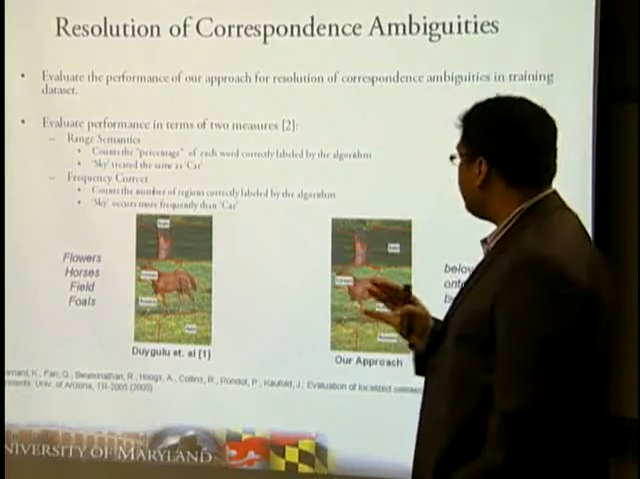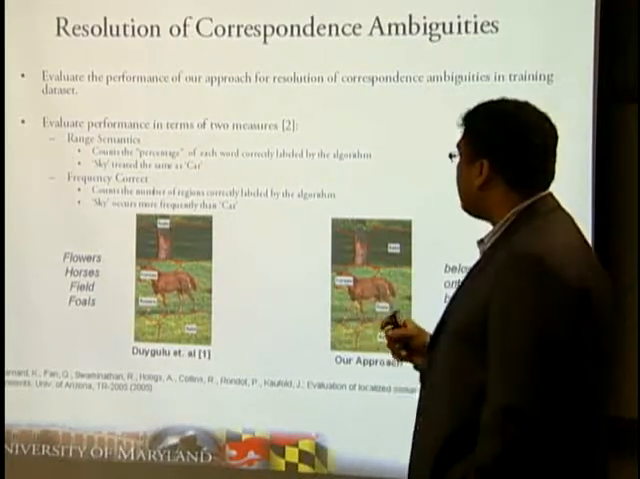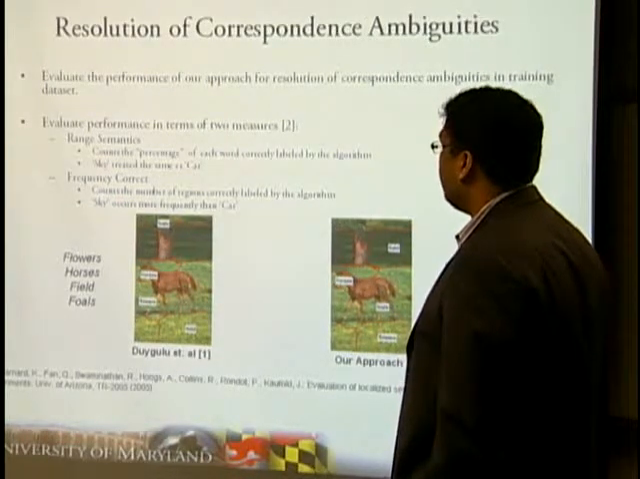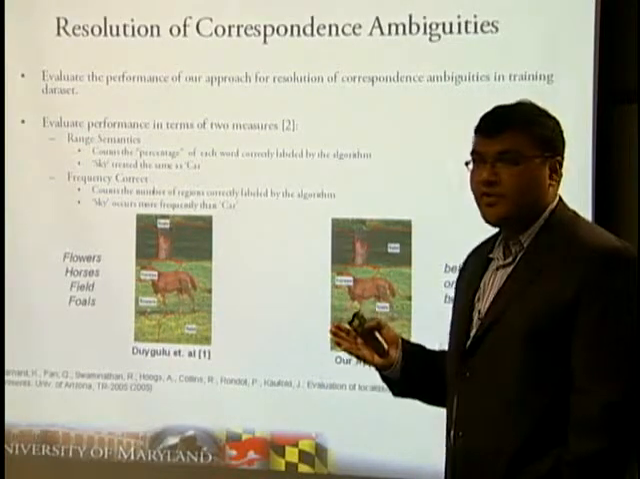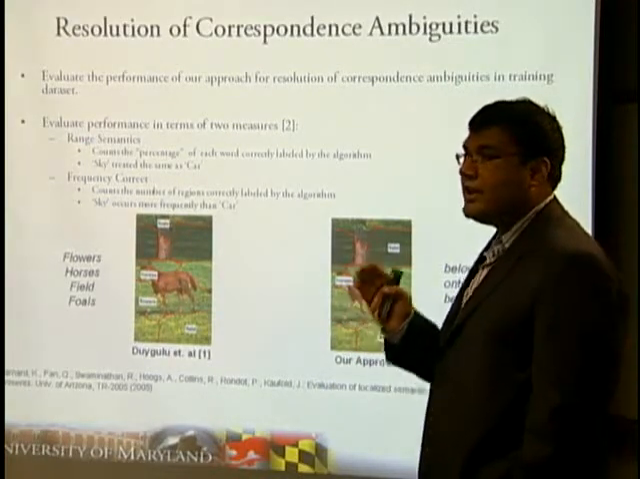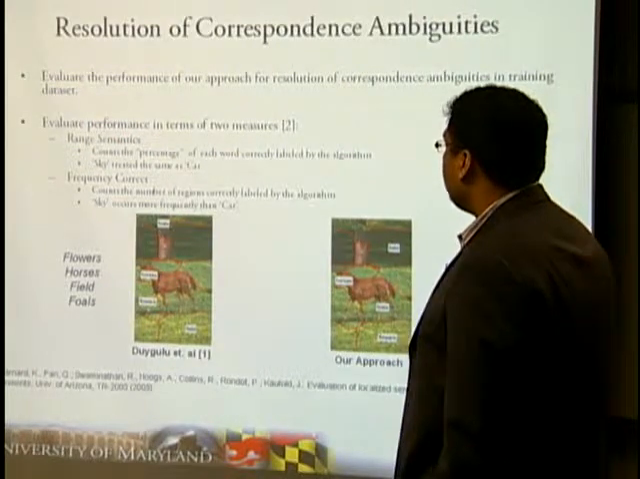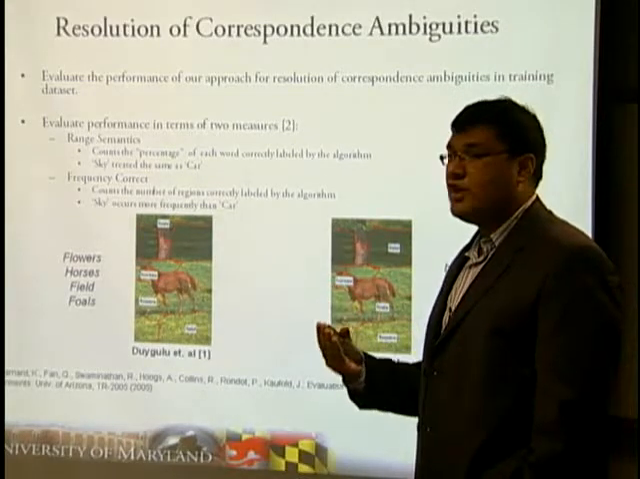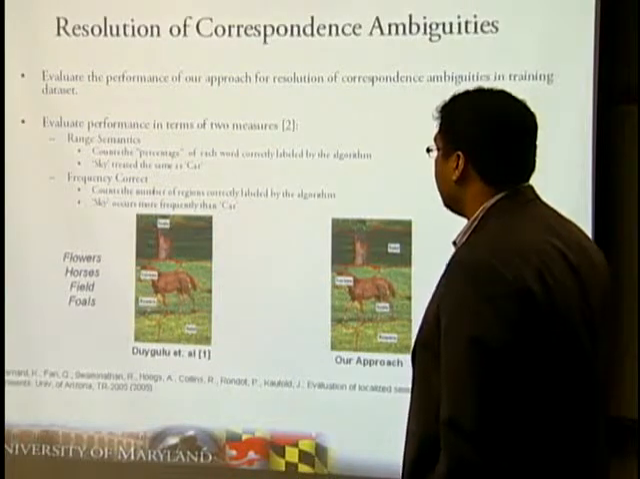To understand the difference between the two measures, let me give you an example. Suppose we have two algorithms, and algorithm 1 can label sky correctly and algorithm 2 can label car correctly. Based on the first measure, both algorithms have similar performance because both can label one word each. However, based on the second measure, the first algorithm has a better performance because it will be able to label more regions correctly, since sky occurs more frequently than car.